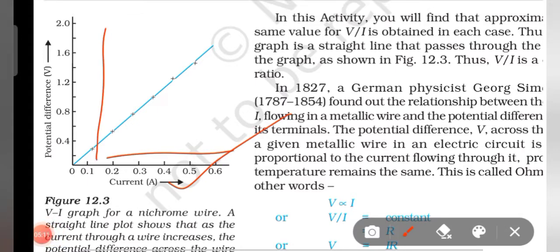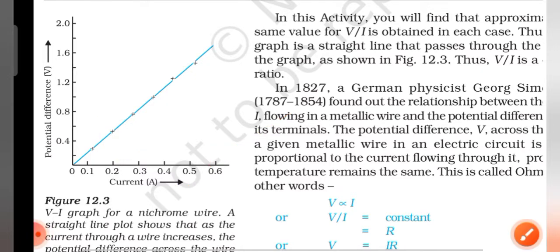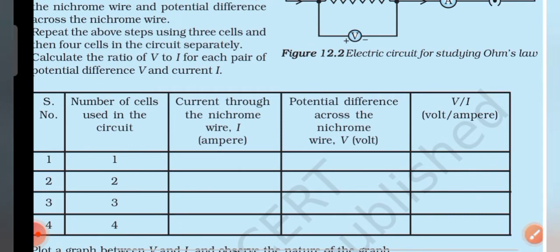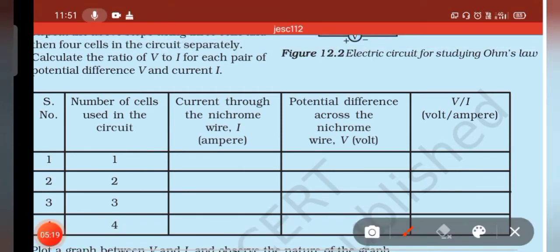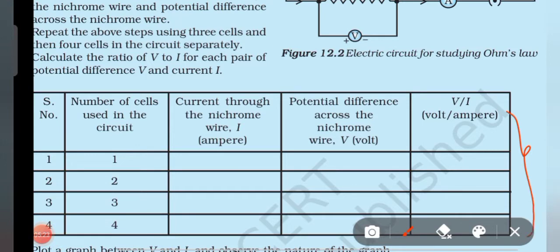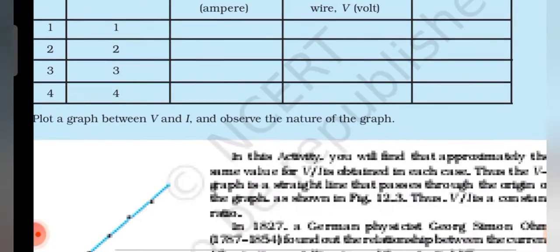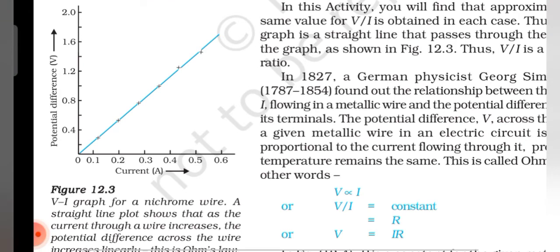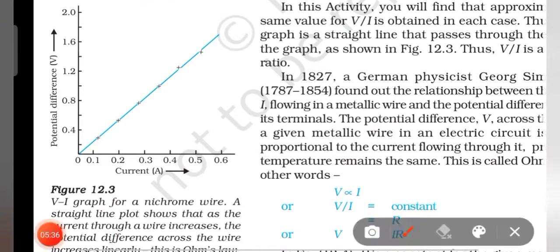In this experiment you will notice that the values for V/I are always the same. The VI graph is a straight line that passes through the origin of the graph, and thus V/I is a constant ratio. Here you have seen that the VI graph is a straight line, so this is a constant ratio.